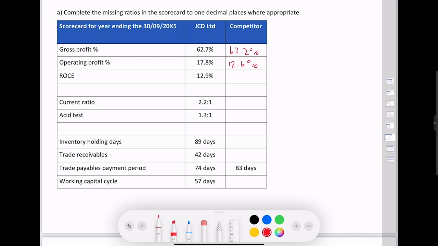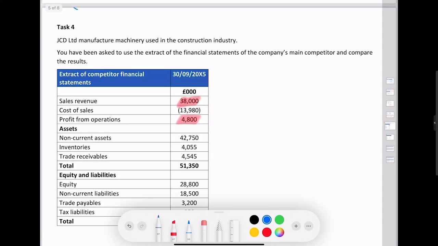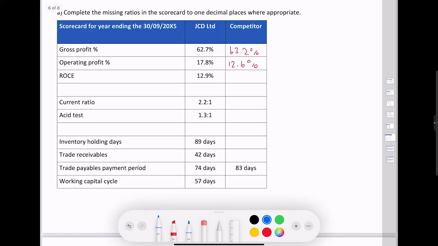Return on capital employed, it will sometimes show as ROCE. Again, operating profit over capital employed. Remember that capital employed is your equity plus your non-current liabilities. Which comes out to be 10.1%.